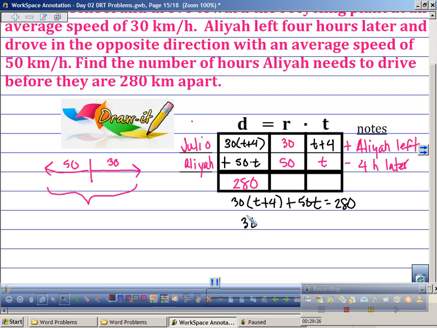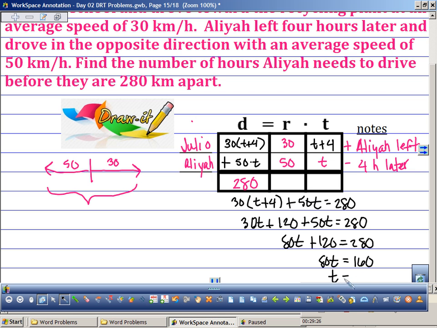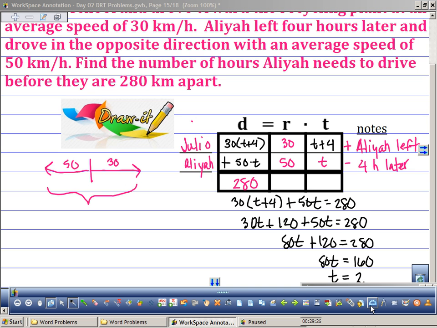So 30T plus 120 plus 50T equals 280. So 80T plus 120 equals 280. Take 120 off of both sides. What do you get? No, 160. So how much is T worth? 2. Right? The zeros cancel.